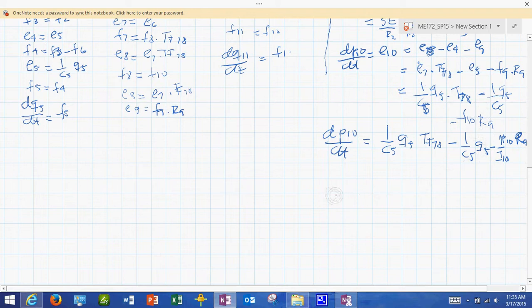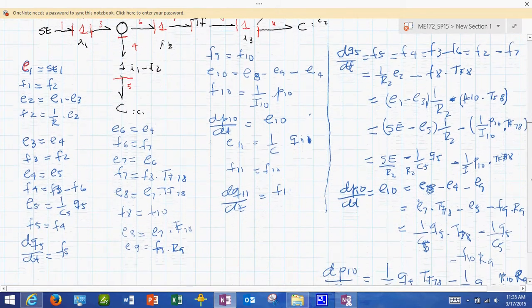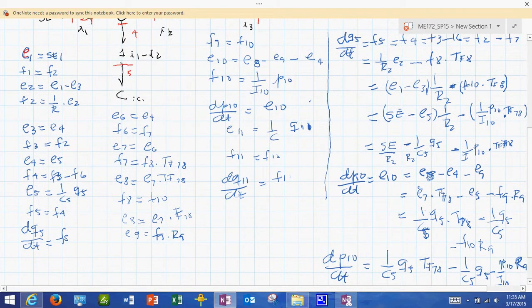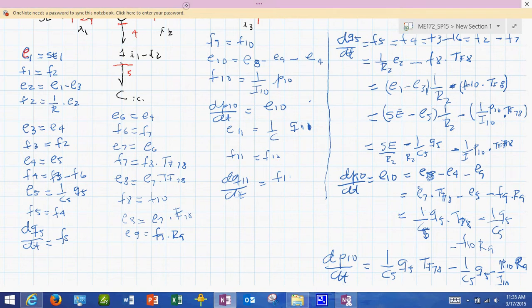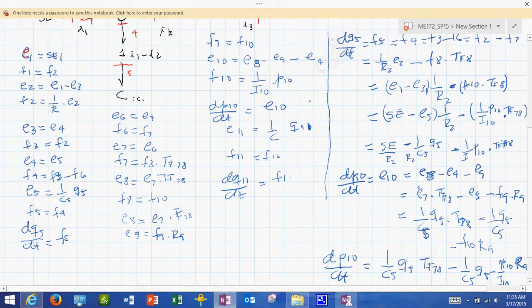That's what this is. So we've done the second one, and the last one is dQ11 dt is equal to F11, and F11 is F10. This is 1 over I sub 10 P sub 10. Once you have the equations in this form, see if I can make a little frame here. Once you have it, then you can actually use them. Let me see, this one right here. I need to circle this one.